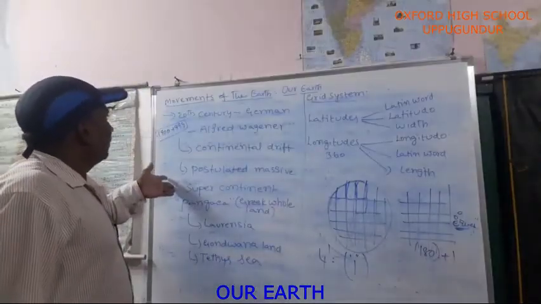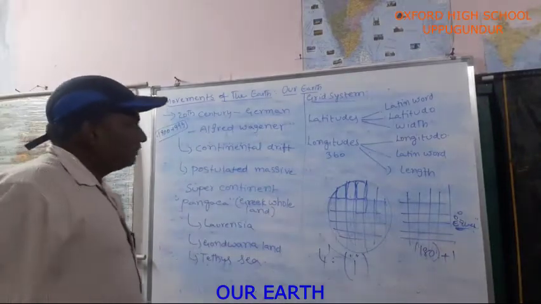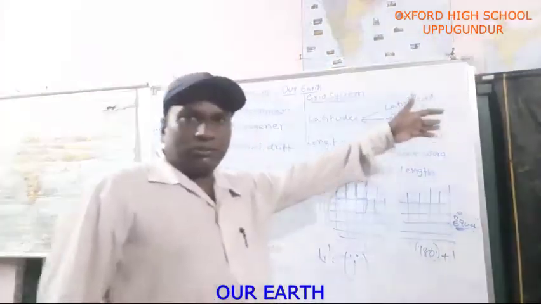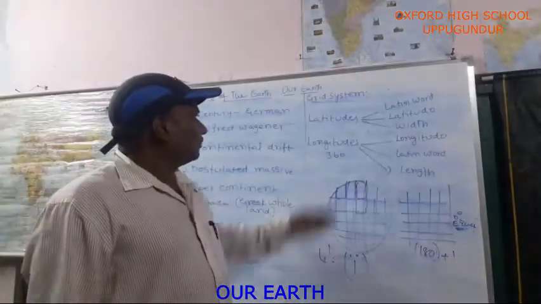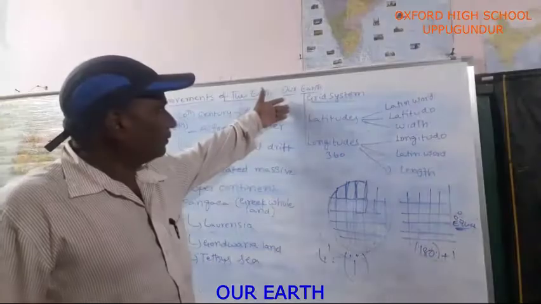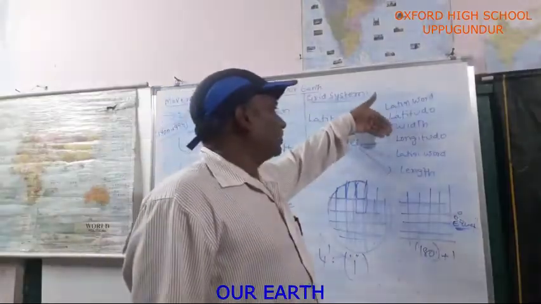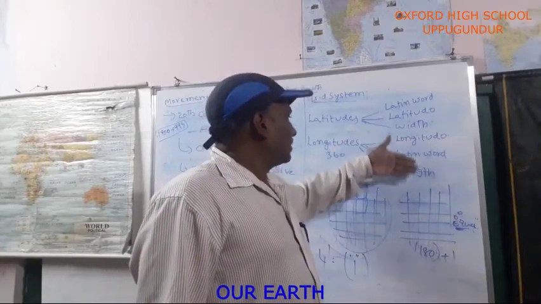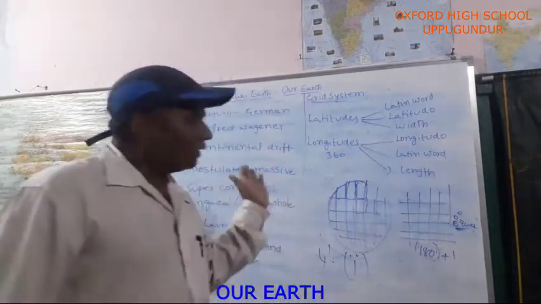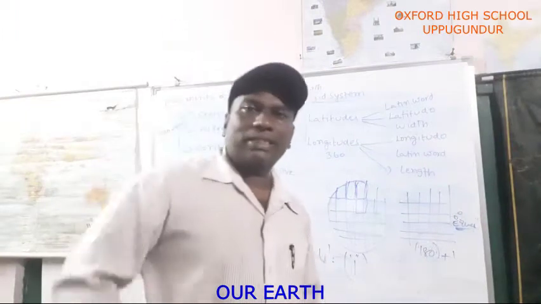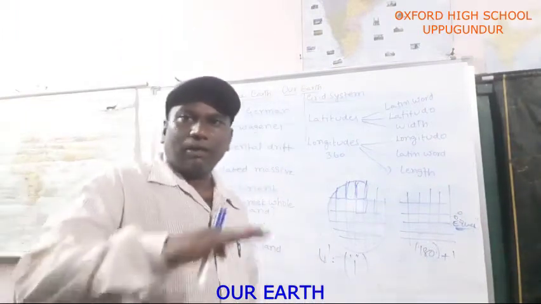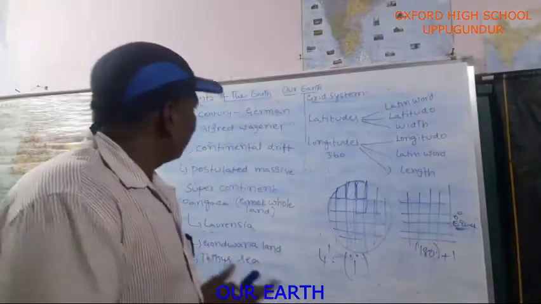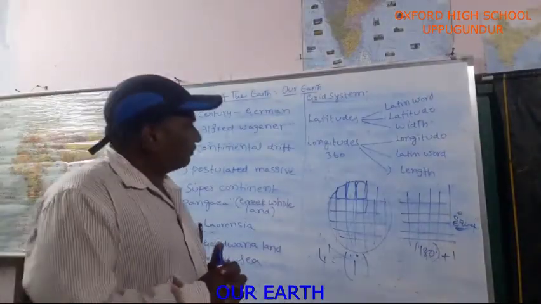So, continental drift theory, grid system: a network of longitudes and latitudes is called a grid. Regarding latitudes, I explained that the word is taken from Latin. Latitudo means width. Longitudes are also a Latin word. Longitudo means length. So longitudes are vertical lines. Latitudes are horizontal lines. Okay, we finished this lesson.